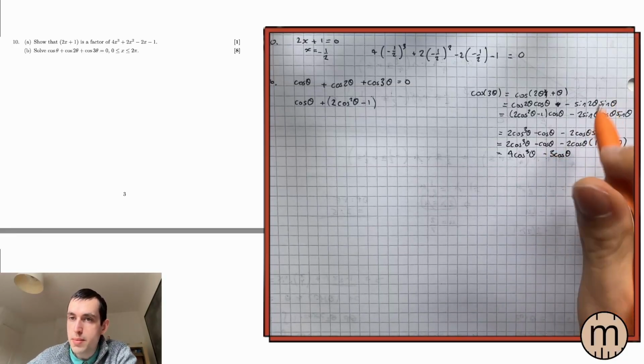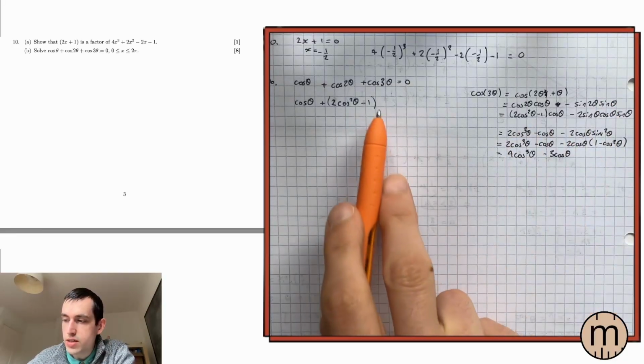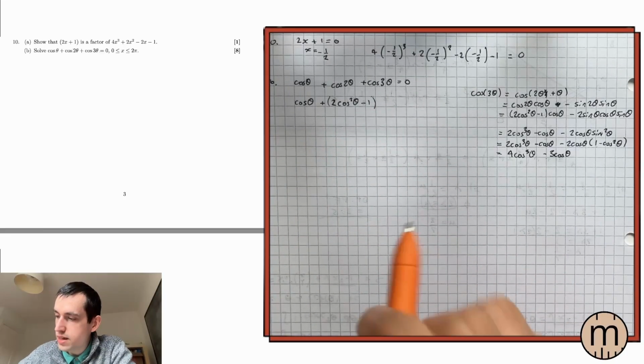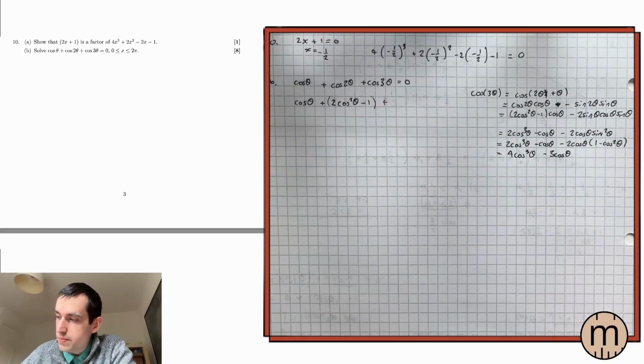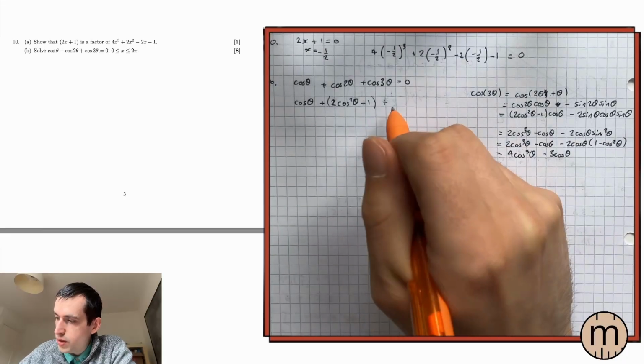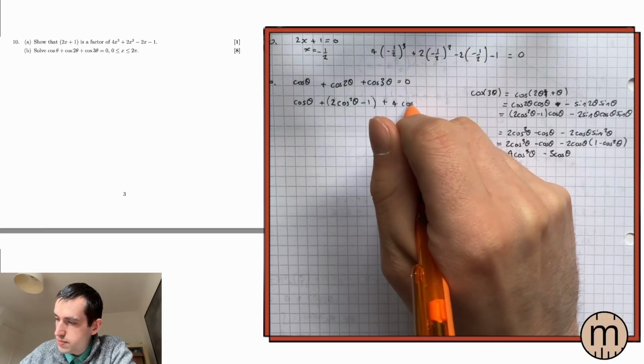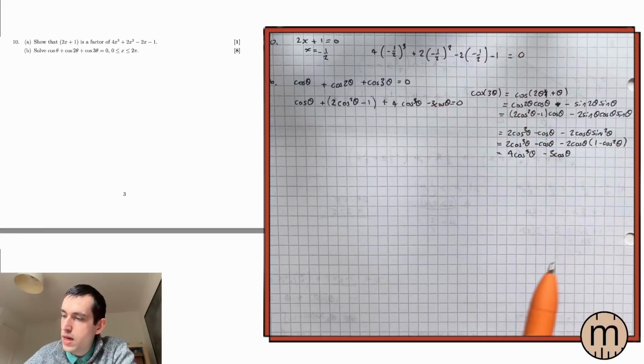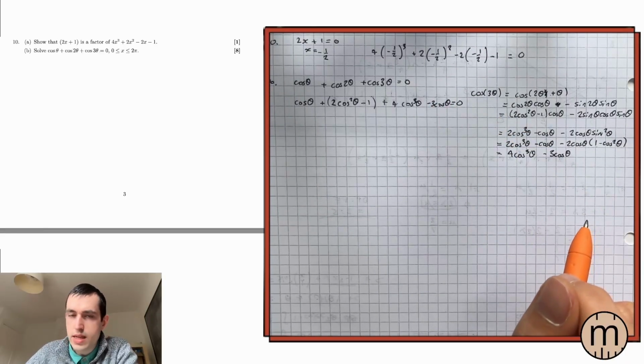In your question, you may be asked to prove that. Chances are you're not going to get a question that just states it and wants you to use it, but we've proved it now. So let's put this in: cos theta plus 2 cos squared theta minus 1 plus 4 cos cubed theta minus 3 cos theta equals 0. Where's the connection to part A?